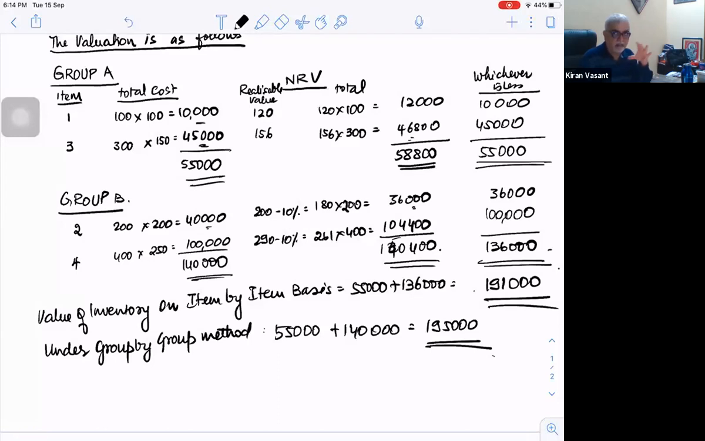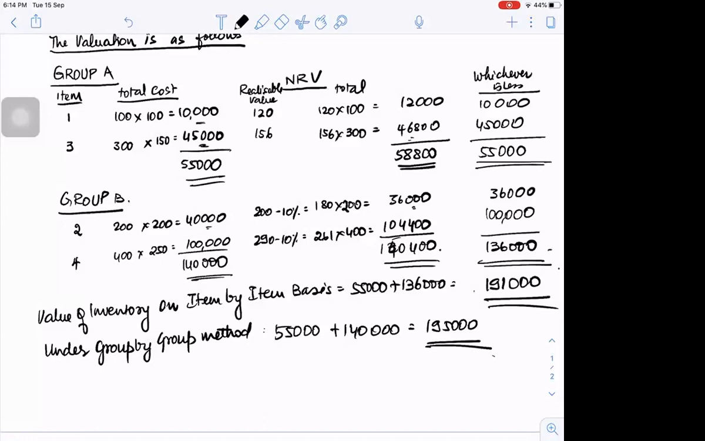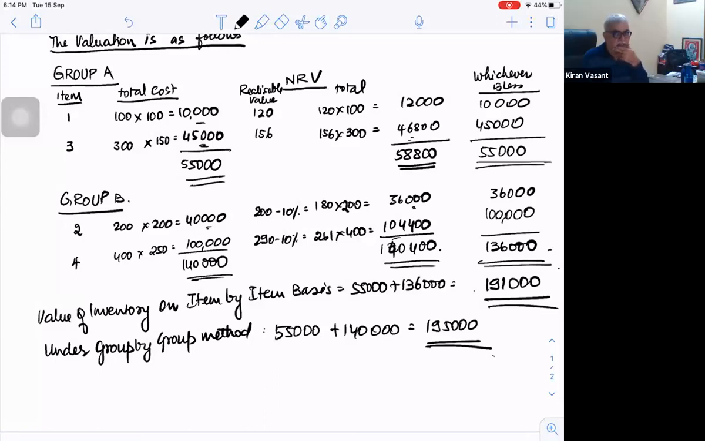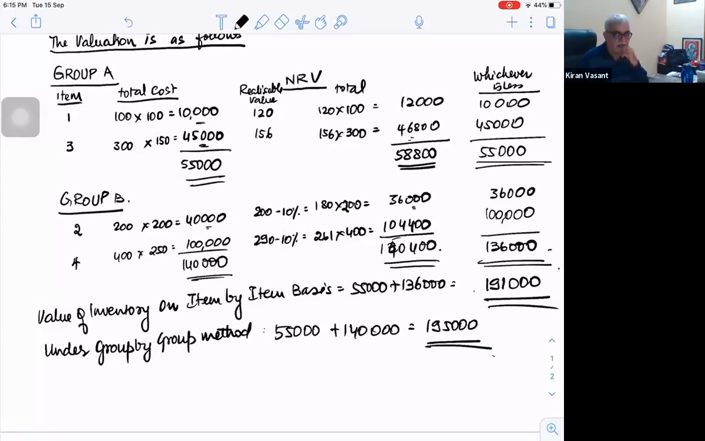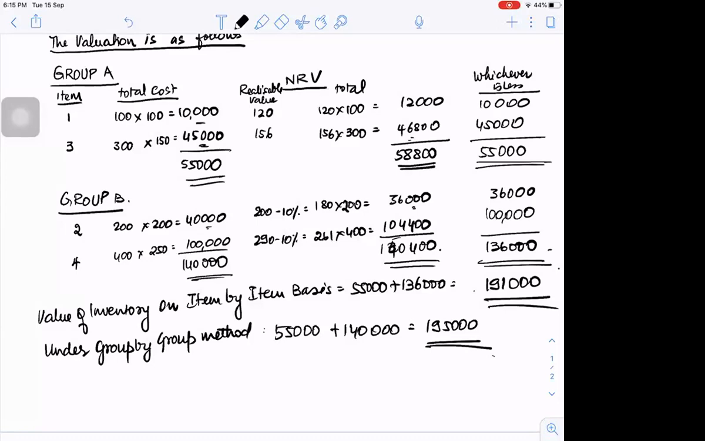Is this clear? So why will there be a difference, sir? Because you are following a group method, not individually. Just because of the difference in methods, we get a difference in answer. Yeah, definitely a different answer. Is this clear?